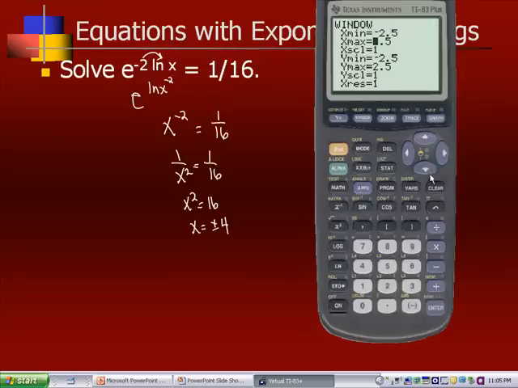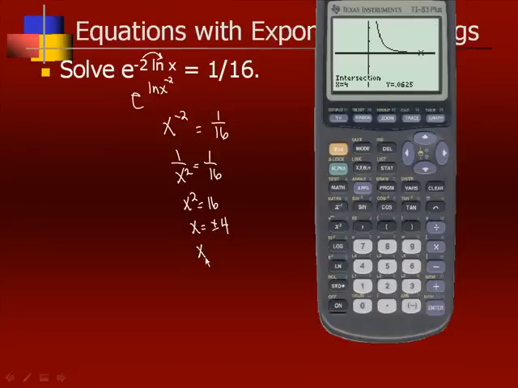We're going to go to window. Let's change our x values up to 5. I think that's going to include it. The first one coming in, there's our e to the negative 2 natural log of x. There's our 1 over 16. Second, calculate, number 5. Now the first curve we're on y1, the second curve we're on y2. We don't have to guess. And we get that the intersection is 4.